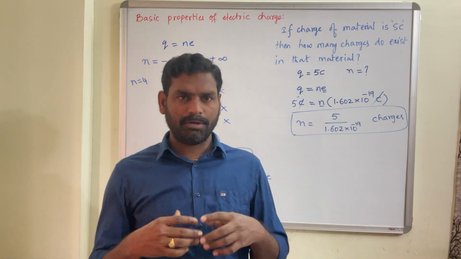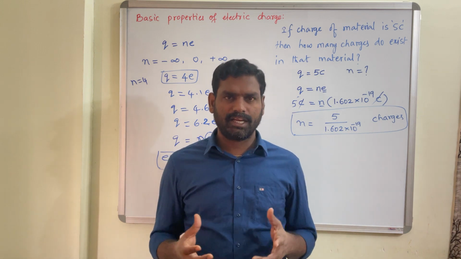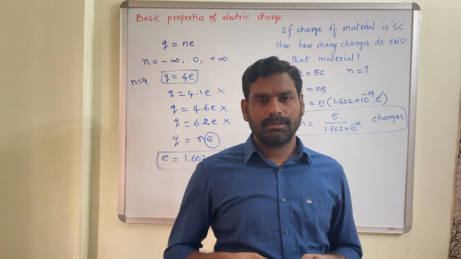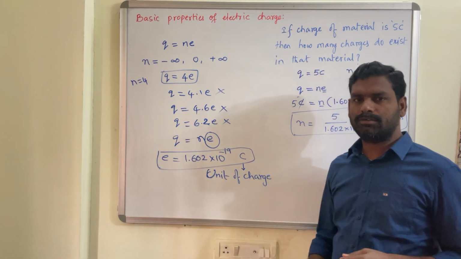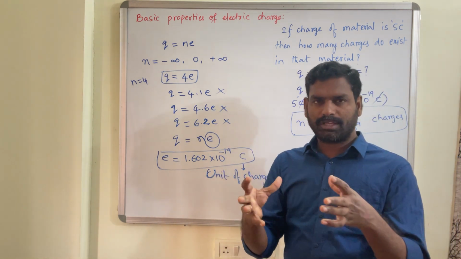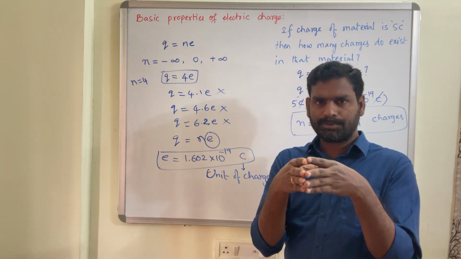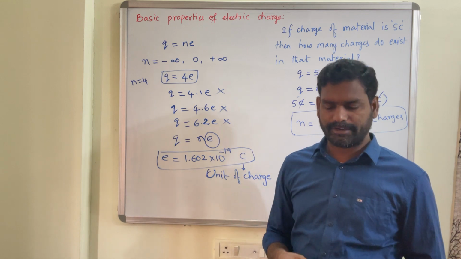But we can create positive and negative charges by rubbing, by the induction method, or any method. The number of positive charges will be equal to the number of negative charges. After creating them, if we bring them together, they will merge and sum up to give a zero result. That means neutral charge again.